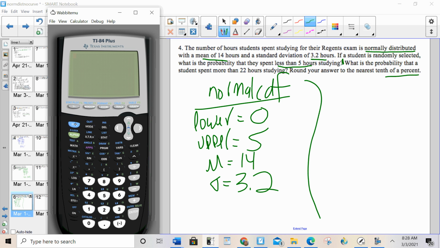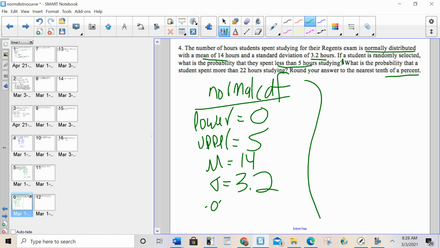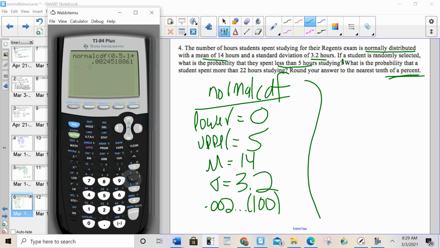Okay, second vars, option 2, 0, 5, 14, 3.2, 0.002. It wants it to the nearest tenth of a percent. So because it wants it as a percent, I'm going to multiply by 100, and I get 0.2%.